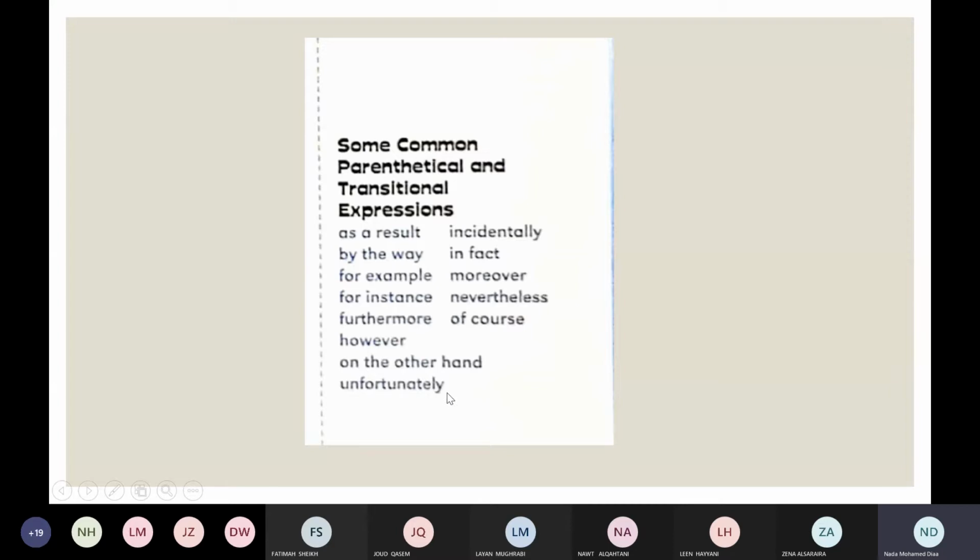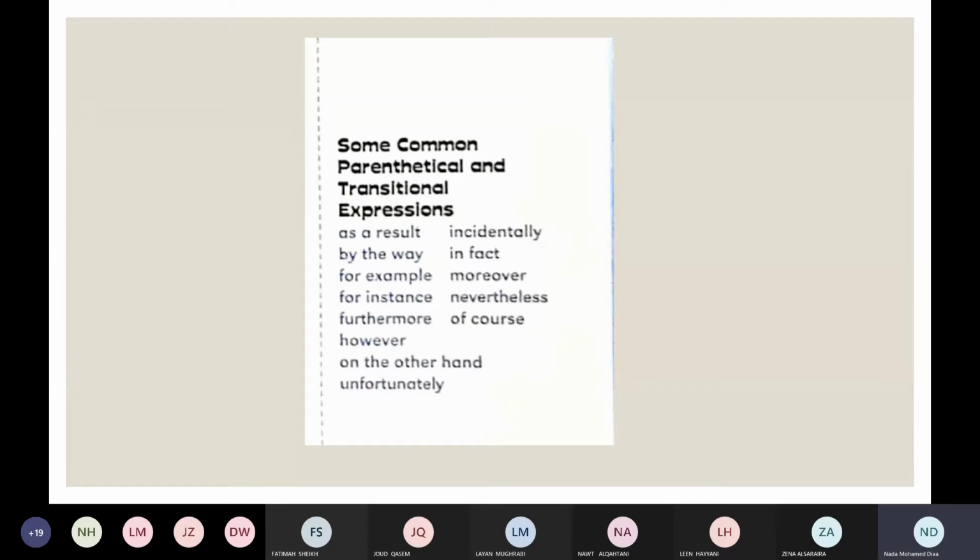Unfortunately, comma. So remember previous period when I told you, of course, I told you it's an adverb, but it is a parenthetical expression. Parenthetical expression is used for no reason. Parenthetical expressions and transitional expressions.